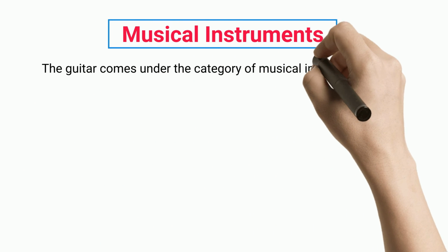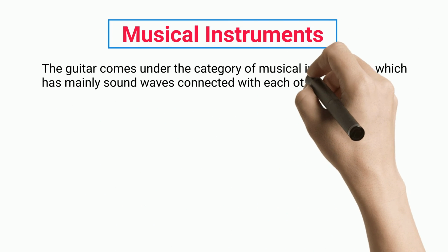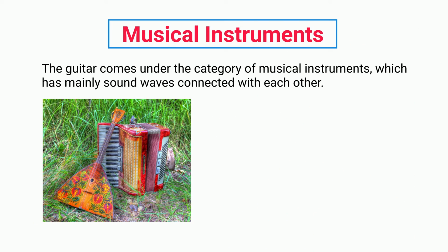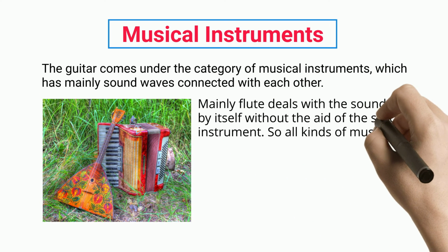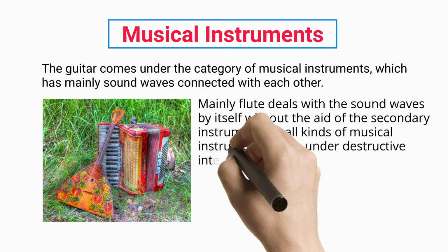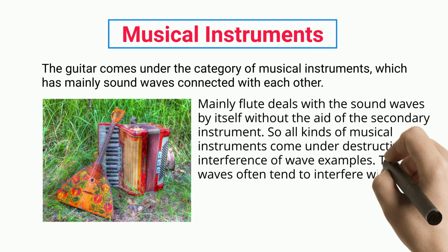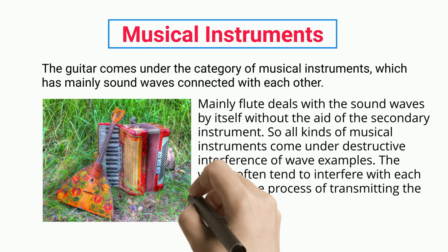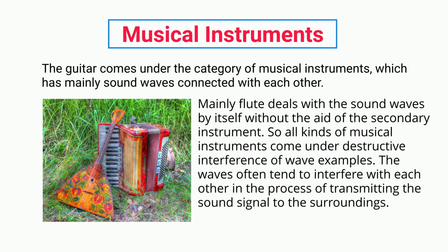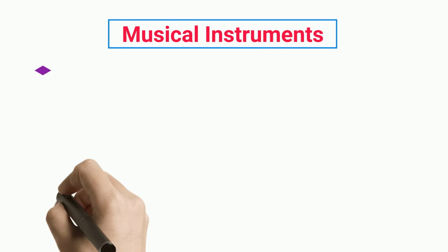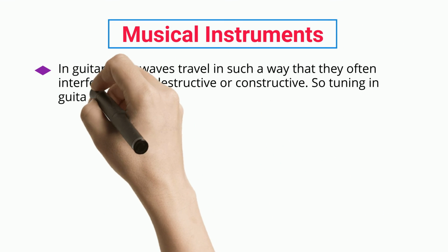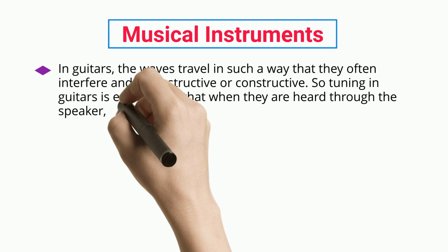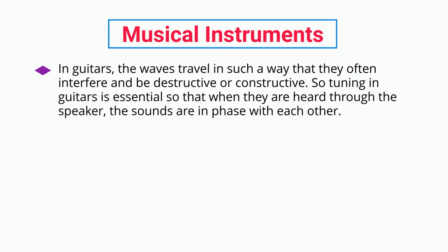Musical instruments. The guitar comes under the category of musical instruments, which has mainly sound waves connected with each other. Mainly the flute deals with the sound waves by itself without the aid of a secondary instrument. So all kinds of musical instruments come under destructive interference of wave examples. The waves often tend to interfere with each other in the process of transmitting the sound signal to the surroundings. In guitars, the waves travel in such a way that they often interfere and be destructive or constructive. So tuning guitars is essential so that when they are heard through the speaker, the sounds are in phase with each other.